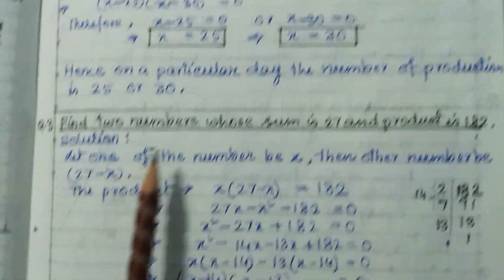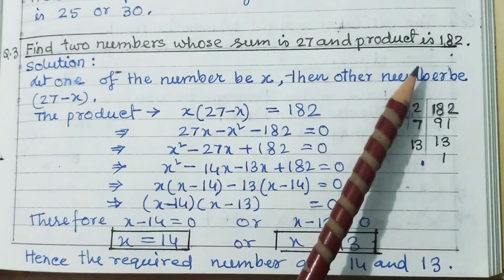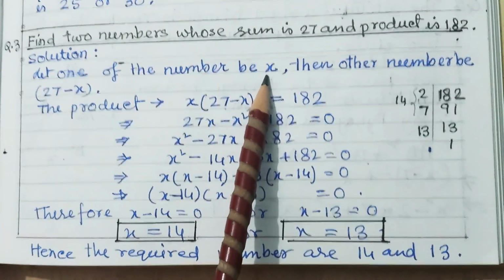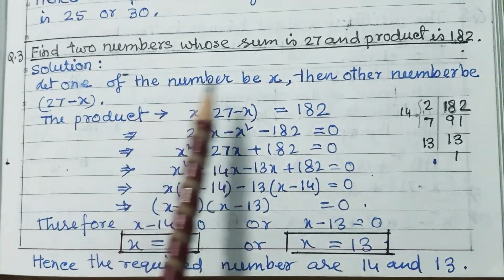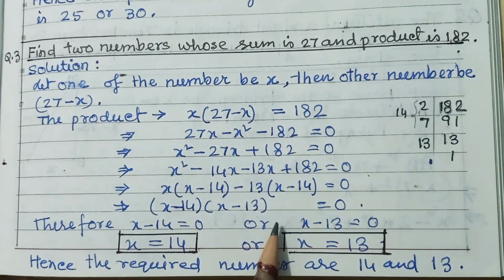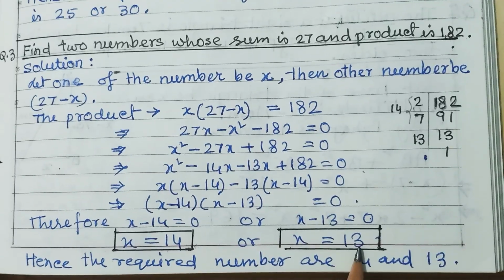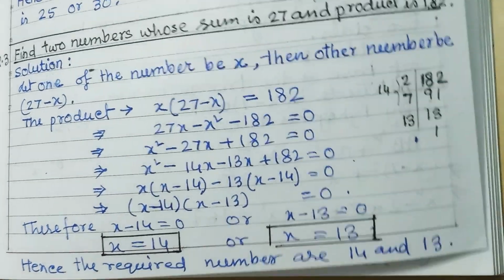Next, find two numbers whose sum is 27 and product is 182. Let one of the numbers be x and another one be 27 minus x. So therefore their product is equal to 182. Simple calculation, and x is equal to 14 and x is equal to 13. So the required numbers are 13 and 14.